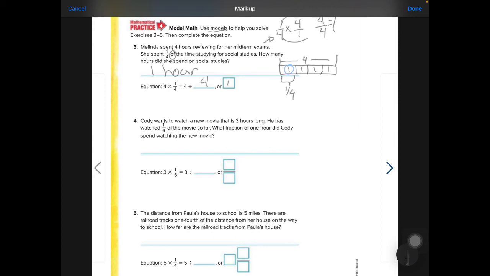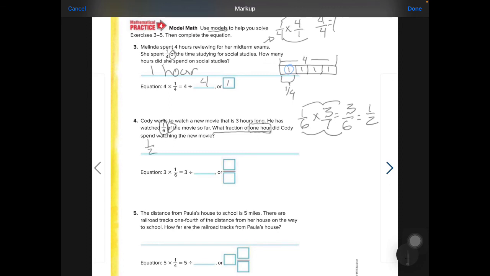Okay, Cody wants to watch a new movie that is 3 hours long. He has watched 1/6 of the movie so far. What fraction of 1 hour did Cody spend watching the new movie? Okay, let's see. So we have 1/6, and this tells us it's times 3. So then we have 3/6, which simplifies down to 1/2.